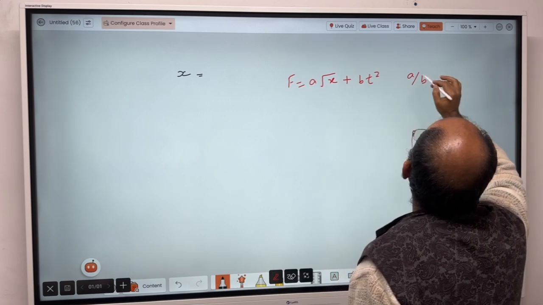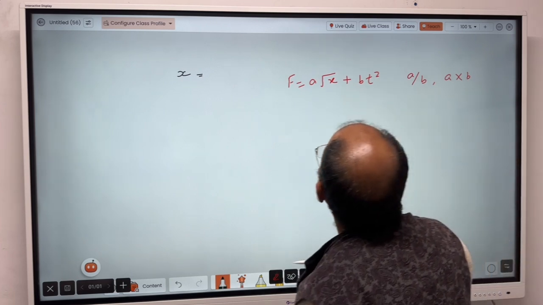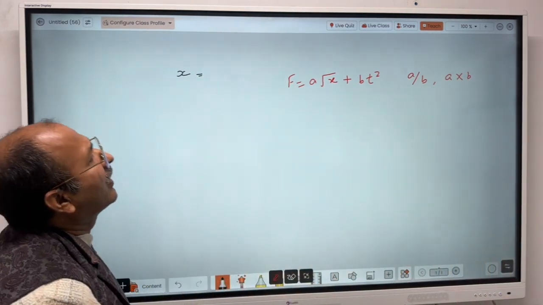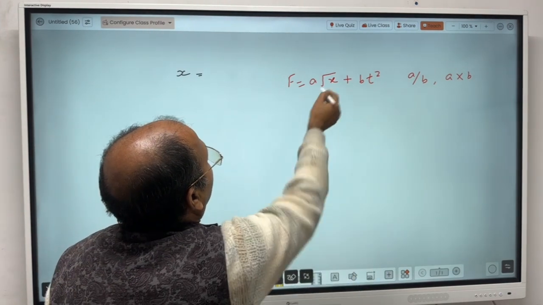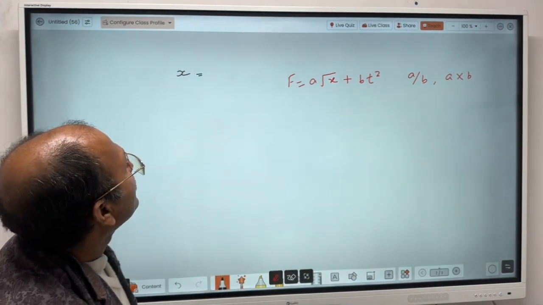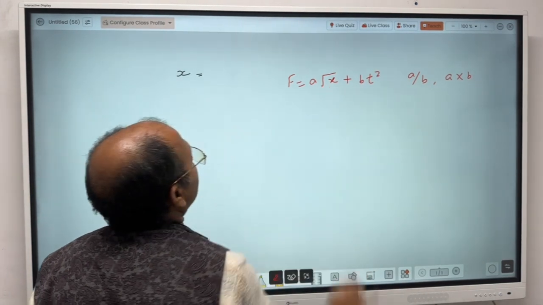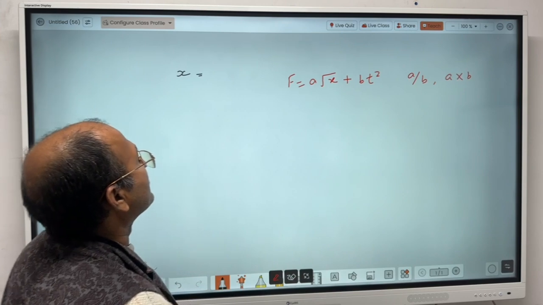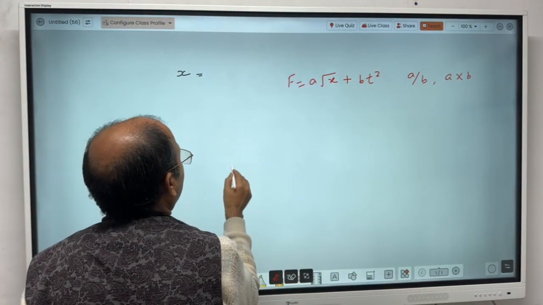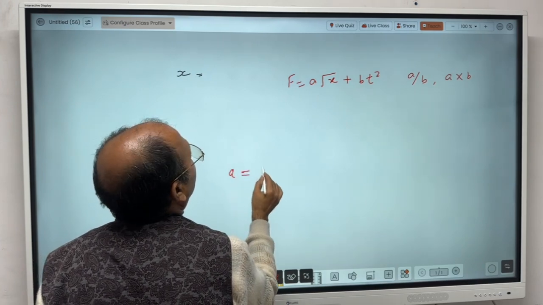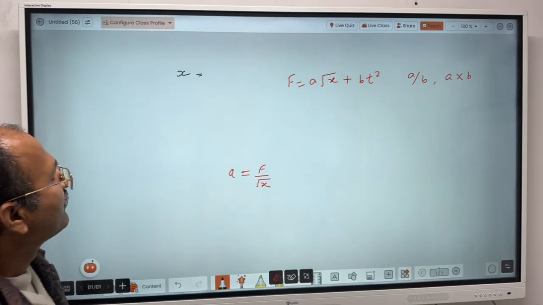Also we can find the dimension A upon B or A into B. Any one or both we can evaluate. The only thing that we have to do is to get the dimensions of A and B separately. So here, as I told you, as per principle of homogeneity, each term must have same dimensions. So to get the dimension of A, we can write A equal to F upon root x.